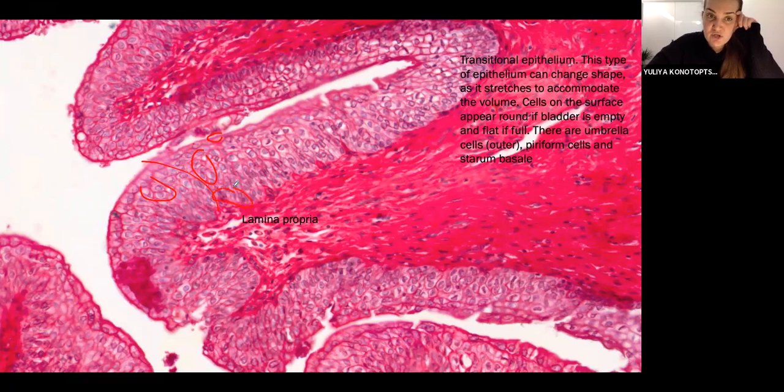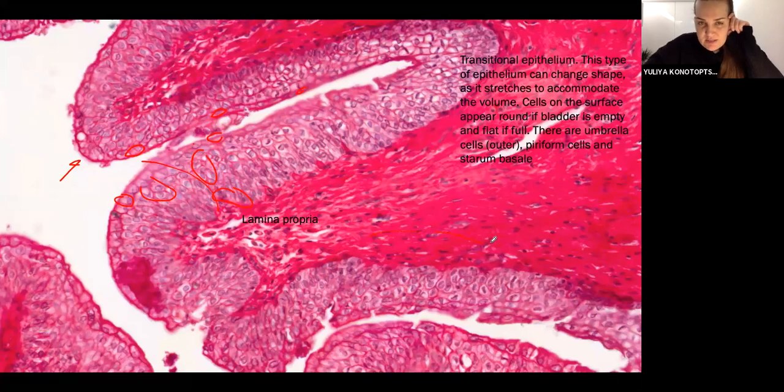It's called transitional because it can change shape. Take a look here: umbrella cells are cuboidal, and a bit upwards it's already squamous. It depends on the extent of the hydrostatic pressure that the urine is exerting. Probably in this area there was a bit of pressure present, so these umbrella cells stretched out.